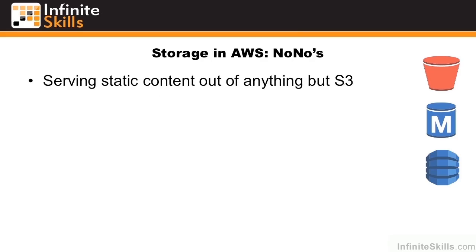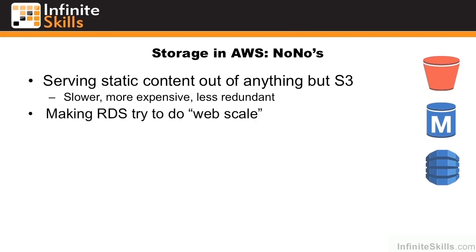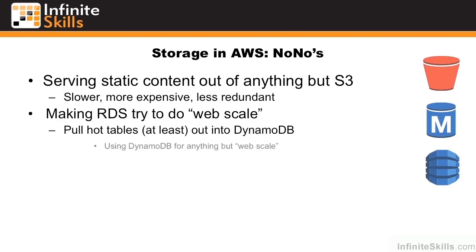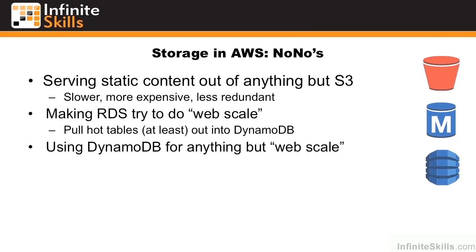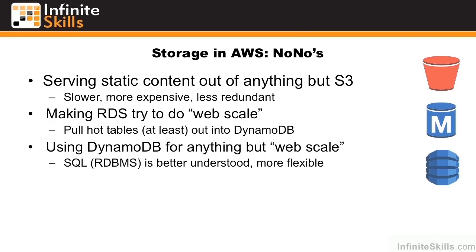Let's cover some things that you probably never want to do with these different storage models. Serving content out of anything besides S3 is just silly. It's going to be slower, more expensive, and less redundant. If you try to make RDS do web scale, you're going to run into a lot of problems. At the very least, try to pull hot tables out into DynamoDB. And if you're trying to use DynamoDB for anything but web scale or those 3Vs, you're going to find that SQL is better understood, more flexible, and probably your better bet.